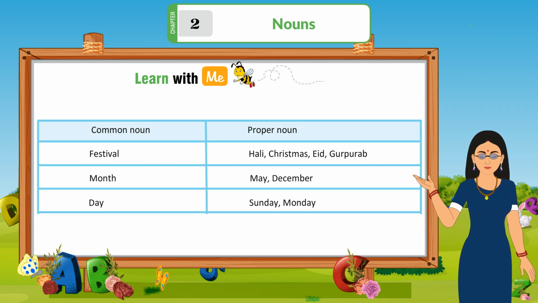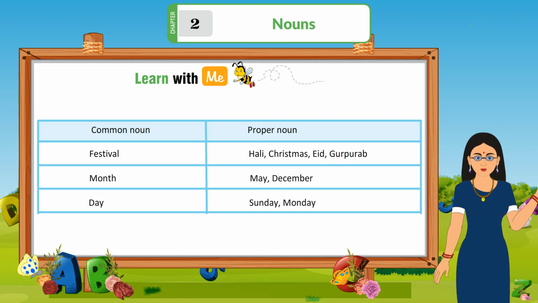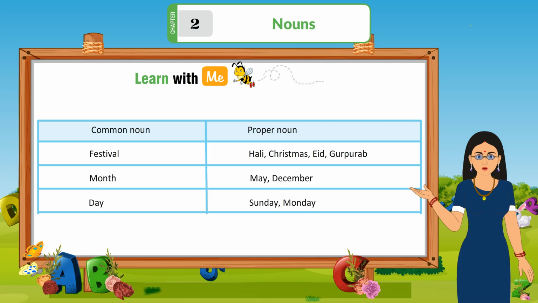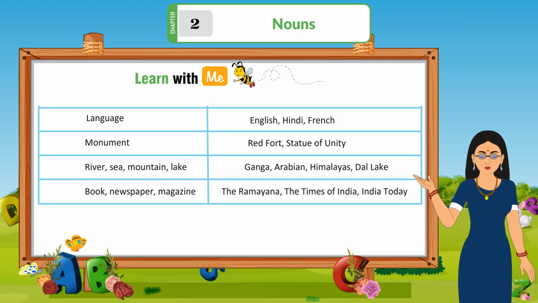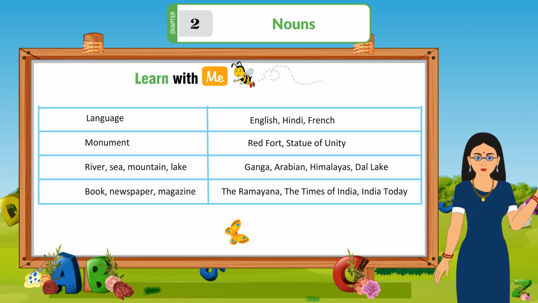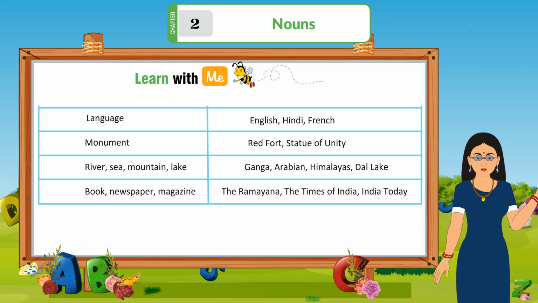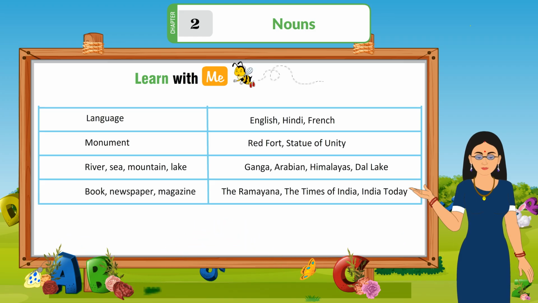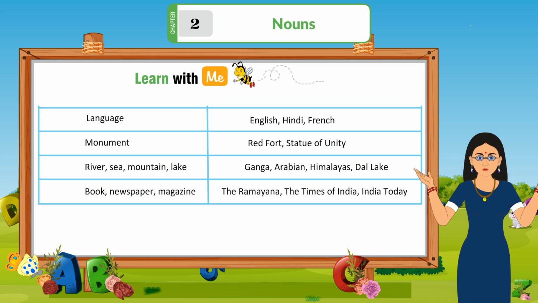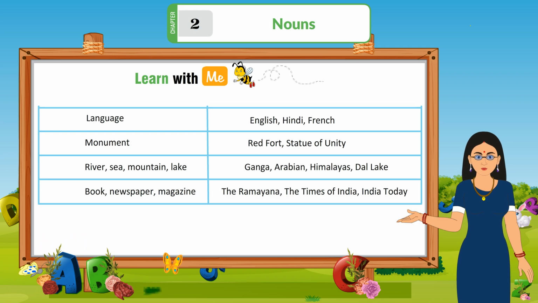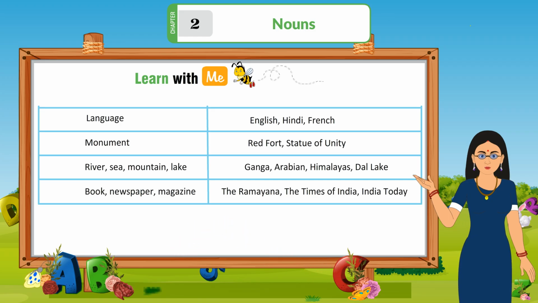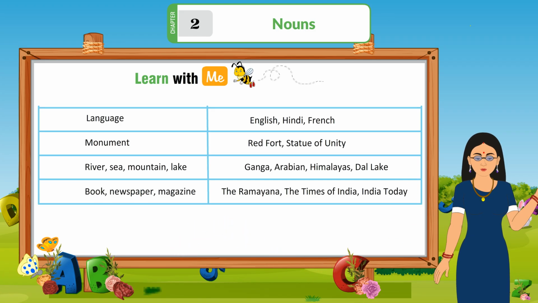Common noun, proper noun. Festival: Holi, Christmas, Eid, Gurpurab. Month: May, December. Day: Sunday, Monday. Language: English, Hindi, French. Monuments: Red Fort, Statue of Unity. River, sea, mountain, lake: Ganga, Arabian, Himalaya, Dal Lake. Book, newspaper, magazine: The Ramayana, The Times of India, India Today.